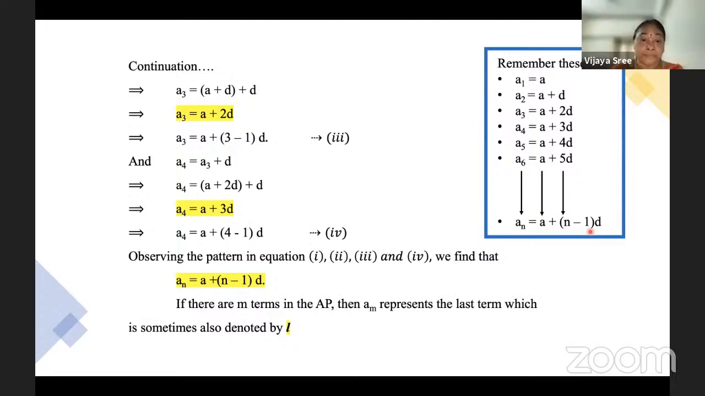Today we have discussed arithmetic progression, and in these terms, common difference and the nth term of an AP. Now I'll give just one problem. Make five arithmetic progressions on your own.